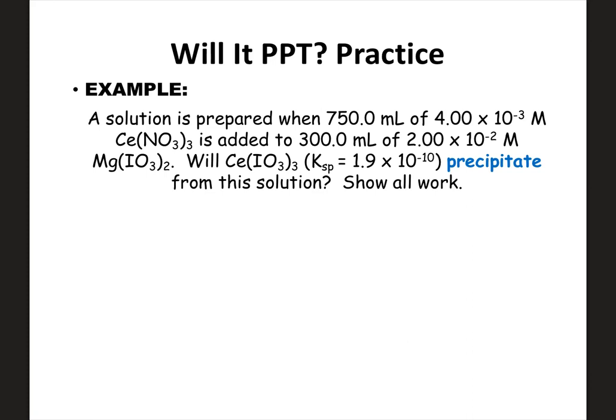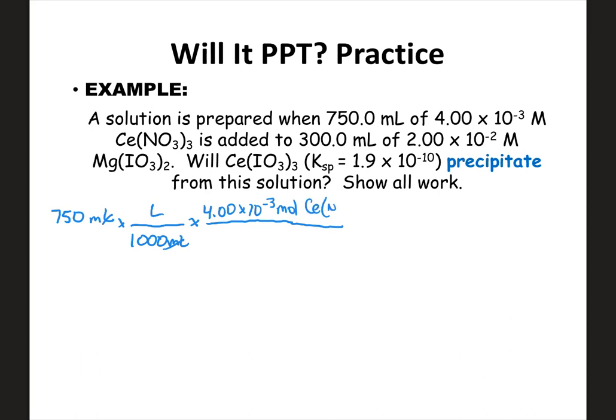So for the first substance, I know that I have 750 milliliters of it. I need to figure out the moles here, so I'm going to need to get rid of the milliliters. There's 1,000 milliliters for every liter. And now that I have liters, I can use my concentration. I know that there's 4.00 times 10 to the minus third moles here. And this is the number of moles of my CeNO3 according to the concentration. Okay, and that's the number of moles for every liter because it's a concentration. So my liters cancel, and now I'm in moles of the compound.